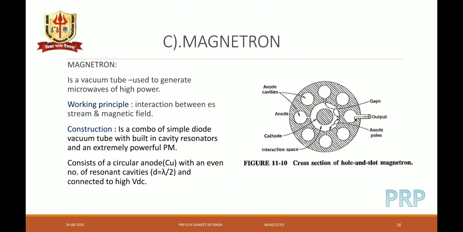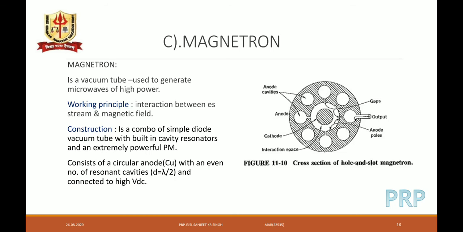The third is the magnetron, or the cavity magnetron. Magnetron is a vacuum tube device. It is a cross-field device, also called a cross-field device, used to generate microwaves of high power. Microwave signals of high power are generated.